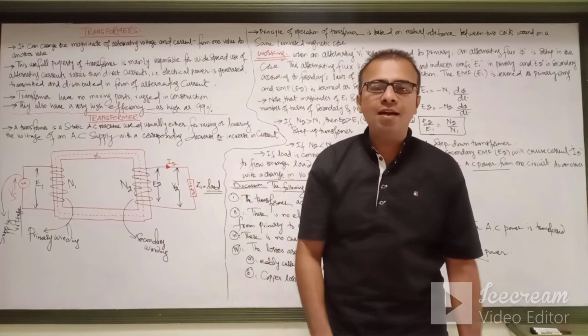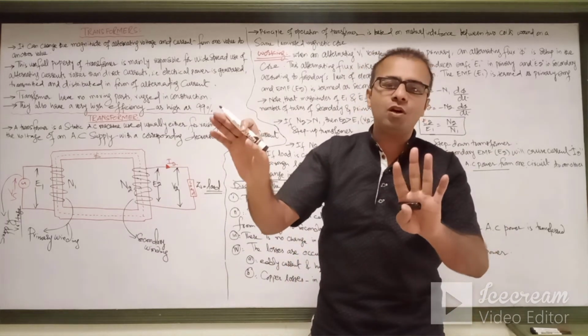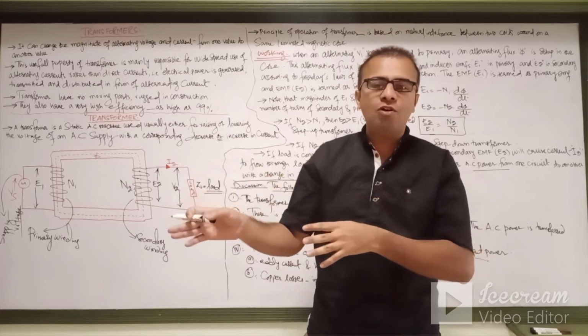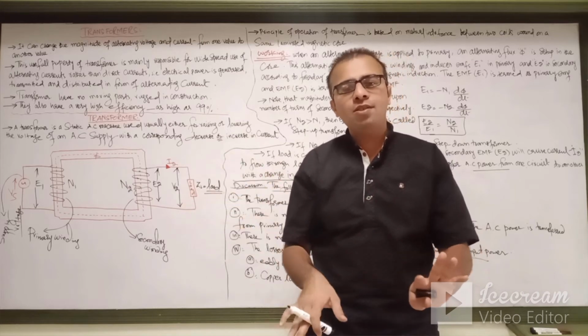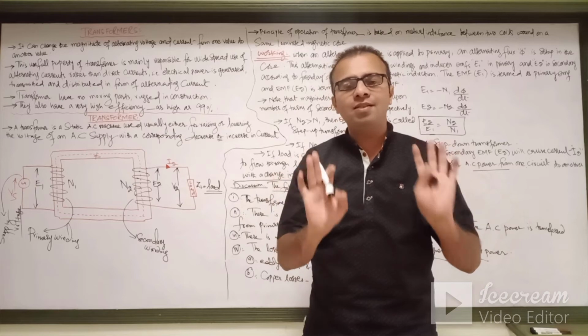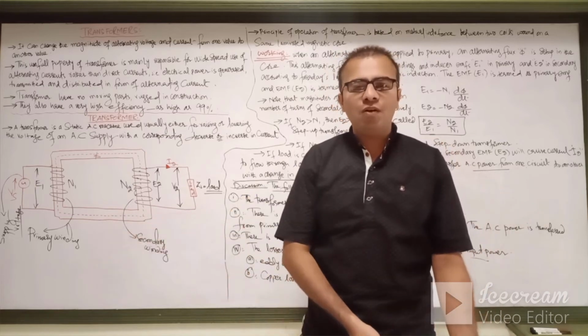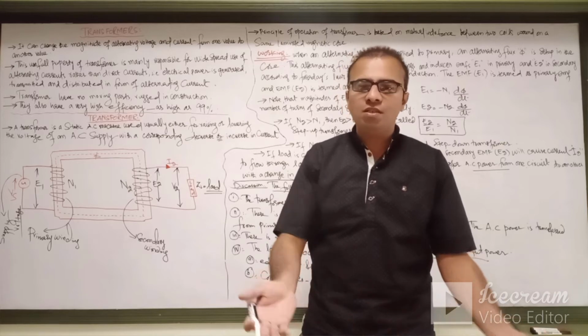On the primary side, they have either a step down transformer or a step up transformer, either the higher voltage or the lower voltage. On both sides, the frequency is the same as the standard frequency. Like in Pakistan, if we are talking about the power system frequency, it is 50 Hertz.